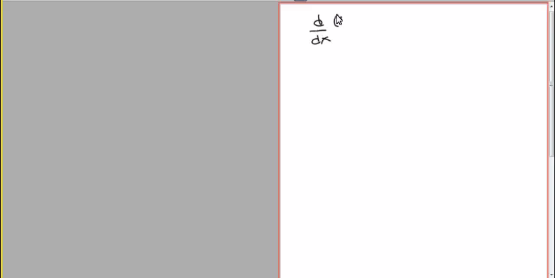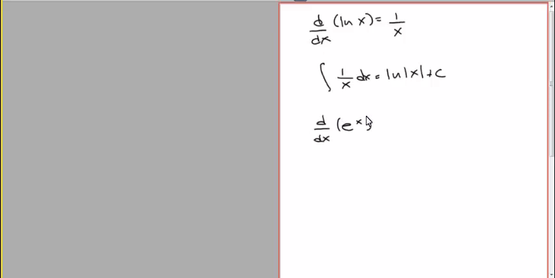The derivative with respect to x of the natural log of x equals 1 over x. Or the derivative with respect to u of the natural log of u is 1 over u. Therefore, the integral of 1 over x dx is equal to the natural log of the absolute value of x plus c. So those are the two that match up there. We have that the derivative with respect to x of e to the x is e to the x, and the integral of e to the x dx equals e to the x plus c.